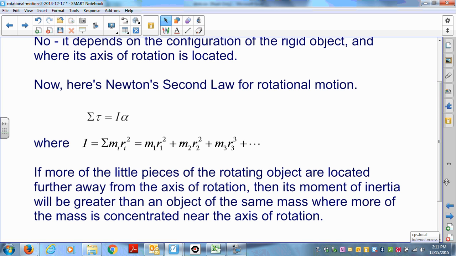The sum of the torque is equal to I alpha, where I, the moment of inertia, is equal to m1r1 squared plus m2r2 squared plus m3r3 squared, and so on. If more of the little pieces of the rotating object are located further away from the axis of rotation, then its moment of inertia will be greater than an object of the same mass where more of the mass is concentrated near the axis of rotation.